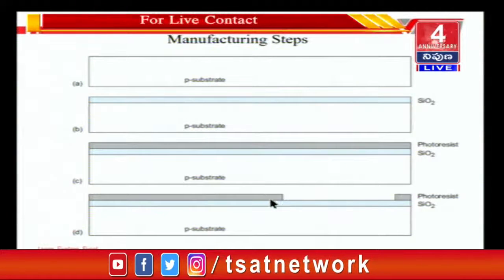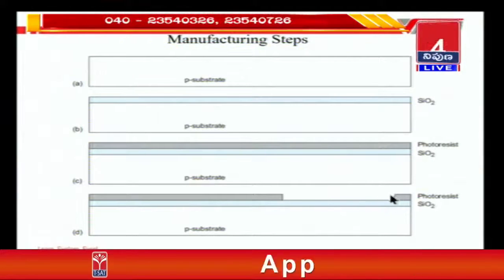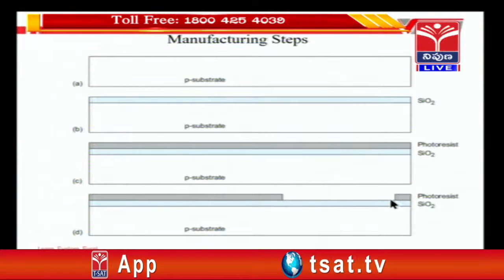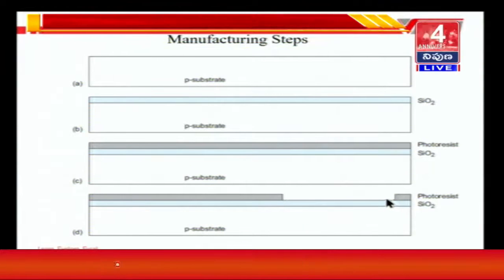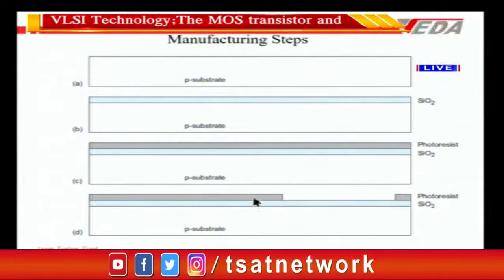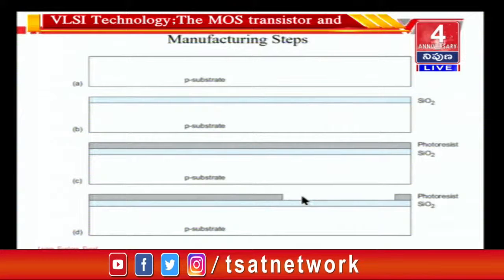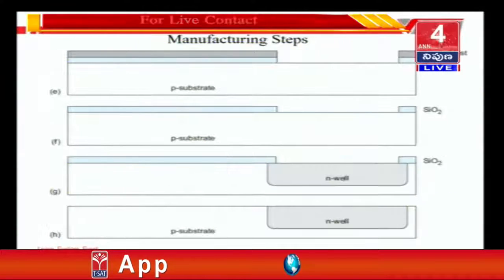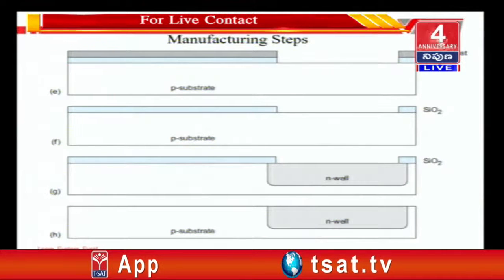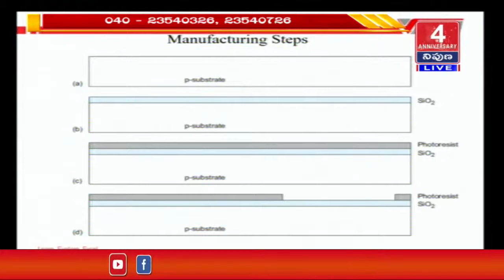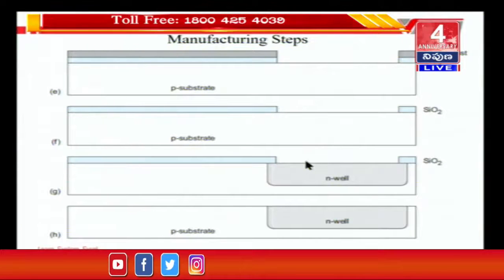Then through a mask, in which there is a window, this is exposed to ultraviolet radiation. That which is not exposed gets softened, and then it is removed by means of some chemical. Typically that chemical is hydrofluoric acid, HF, along with some other mixture. So this is what happens.